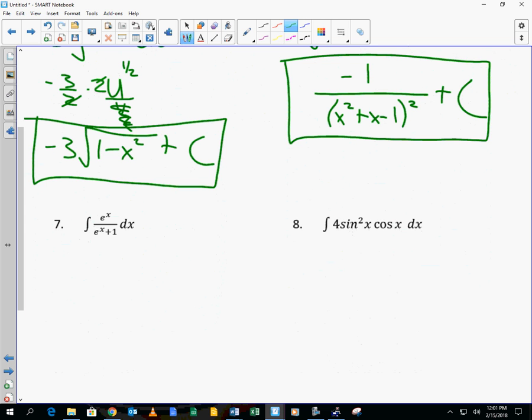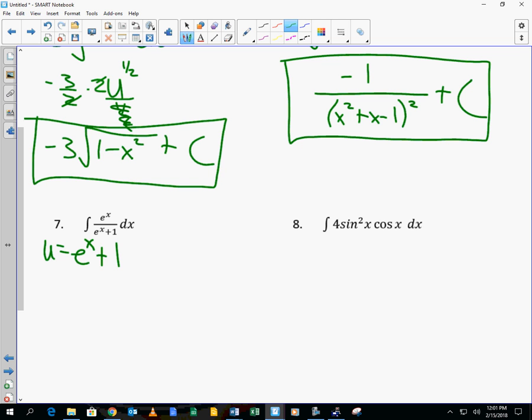These are fun ones. What should u be here? Should I choose u to be e to the x, or should I choose u to be e to the x plus 1? There's a reason to our madness. Watch. If I choose u to be e to the x, what's the derivative of e to the x? But that doesn't take care of the plus 1, does it? If I choose u to be e to the x plus 1, what's the derivative of e to the x plus 1? Oh, that takes care of it. So u is e to the x plus 1.